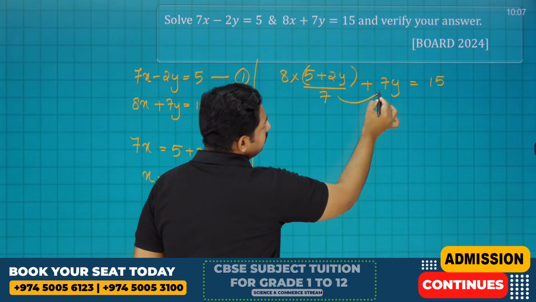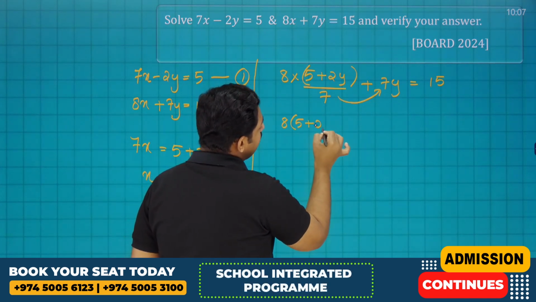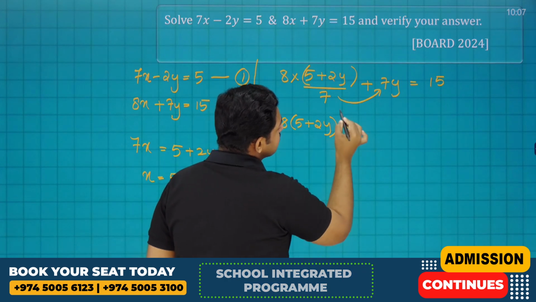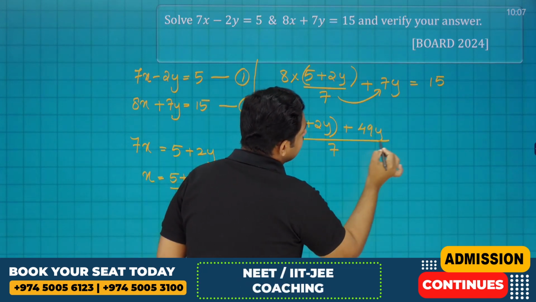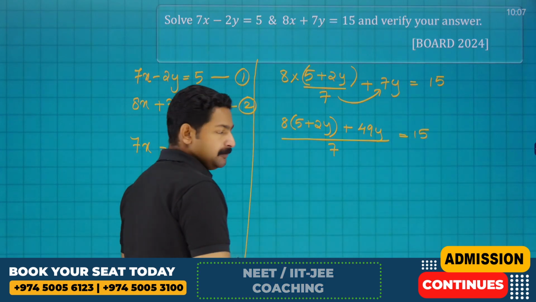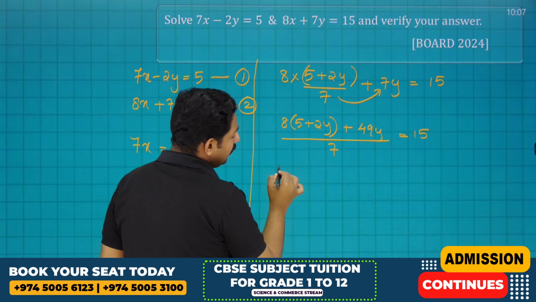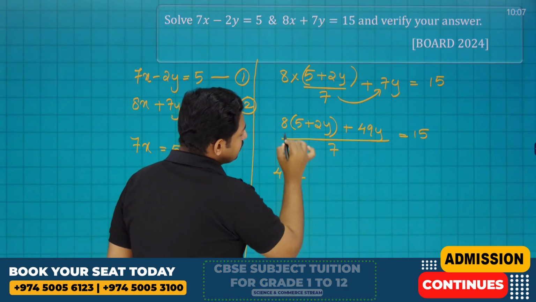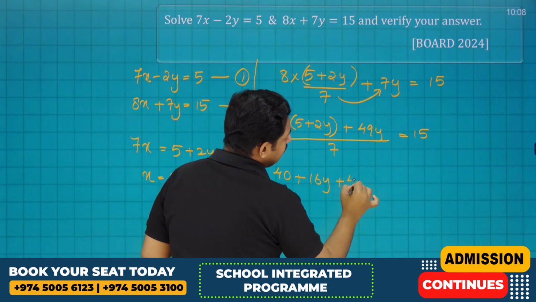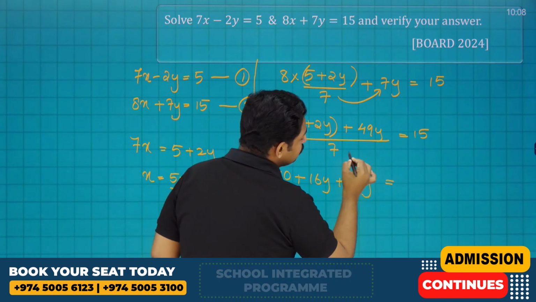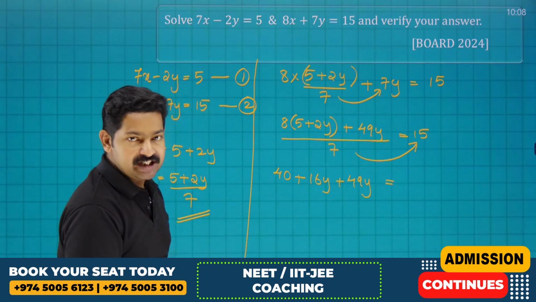Okay. So now what we can do here? Just we can cross multiply. So 8 into (5 plus 2y) is already here, then plus 7 into 7y, you will be getting 49y, whole divided by 7 is equal to 15. On the next step, we can multiply 8 inside the bracket. So 8 into 5, you will be getting 40, plus 8 into 2y, 16y. Then plus 49y is there, which is equal to, again I am multiplying 7 to the right side, so 7 into 15.